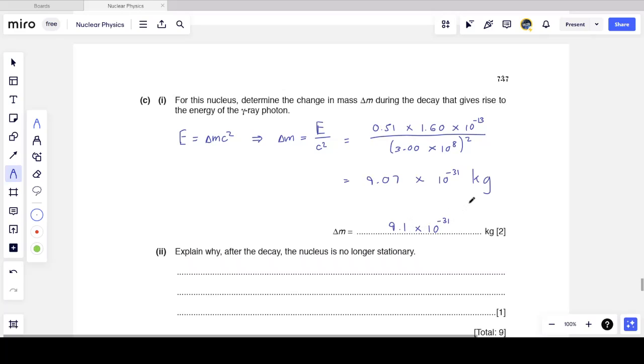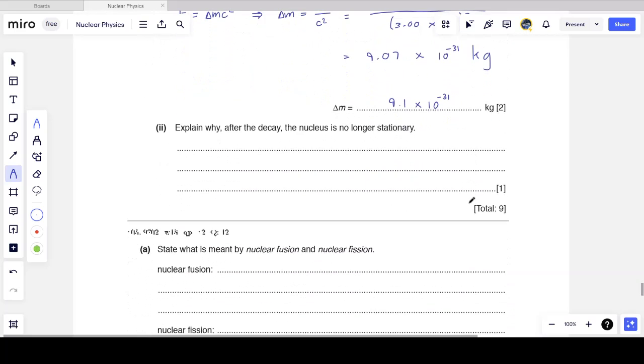Very familiar looking mass. It looks like an electron has been lost somewhere in the universe for this gamma ray photon to be emitted. We've seen the first question that we've done. This is identically the process. Electron and positron will collide and annihilate each other and give off two gamma ray photons. We're then asked to explain why after the decay the nucleus is no longer stationary.